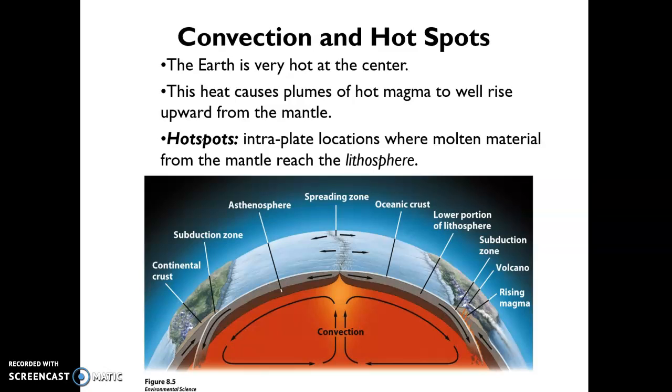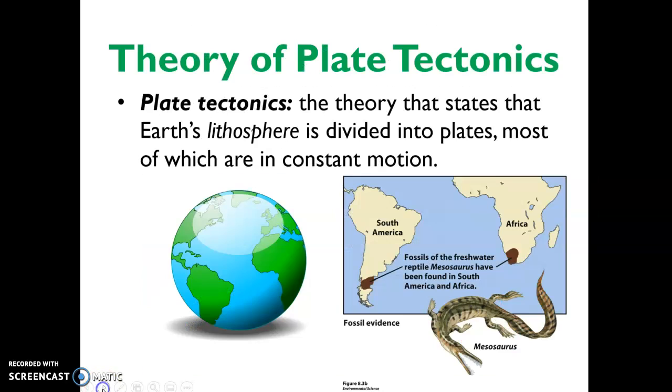So now we're going to look at the theory of plate tectonics, which is how these plates are moving and interacting. So back in 1912, a man named Wegener, which perhaps you pronounce Wegener in German, who was a meteorologist, came up with a theory of plate tectonics.